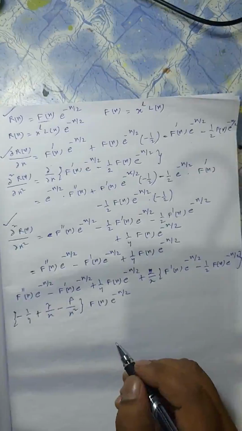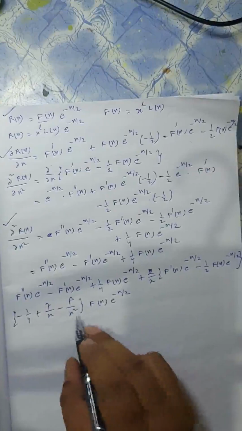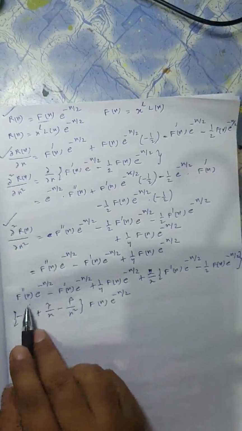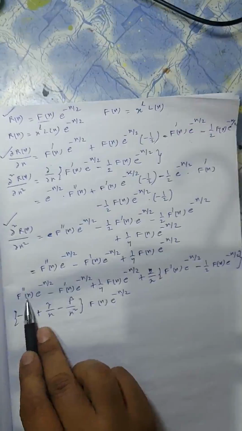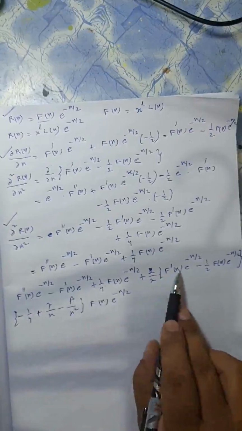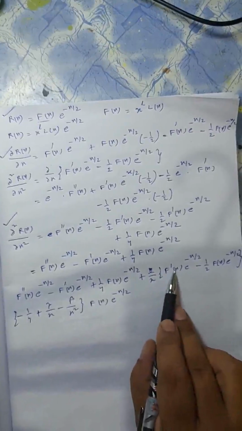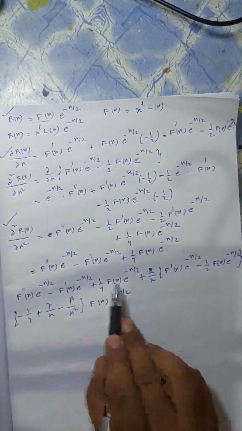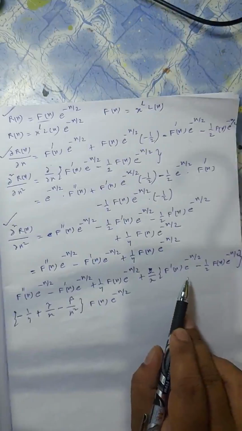After simplifying, all the double derivative terms go on one side, this is the single derivative, and you have to get the single derivative by taking this one to this side, with all f(x) terms on one side.